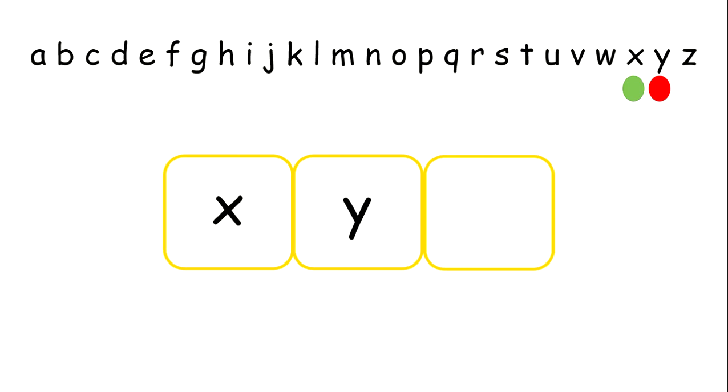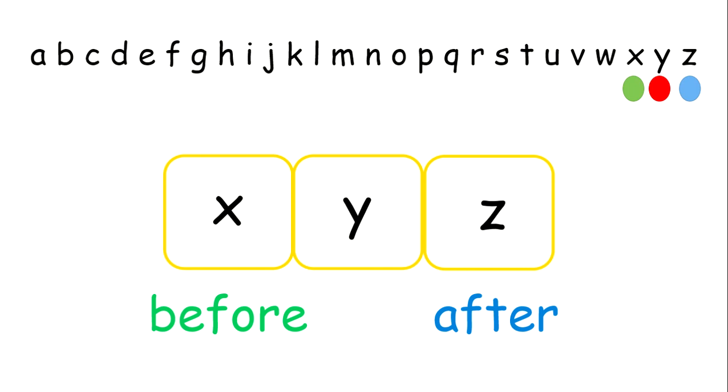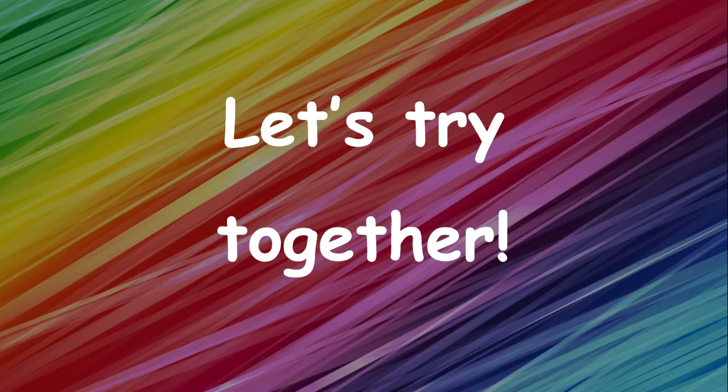That's for before. And which letter comes after letter Y? You say Y, then you say Z, or you say Zed. So Z or Zed comes after the letter Y. So X is before and Z or Zed is after. Okay? Now let's try some more together. You're gonna teach me now.